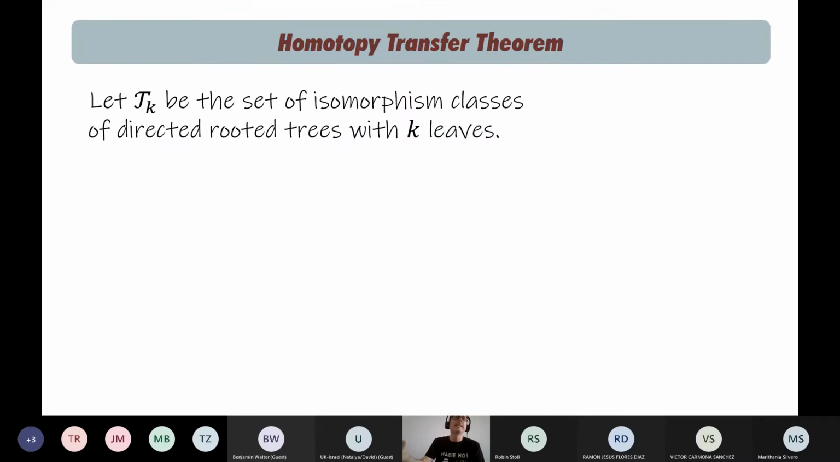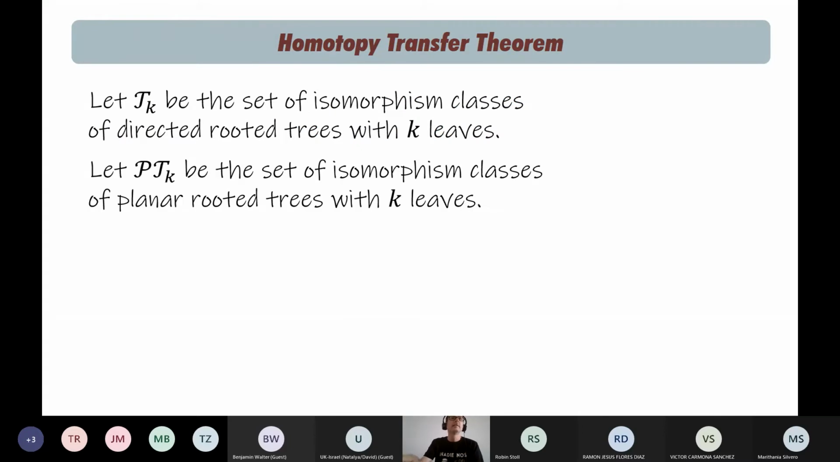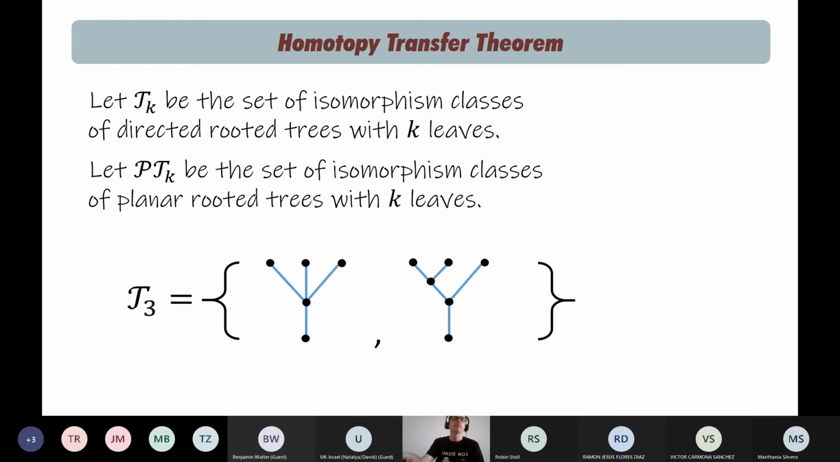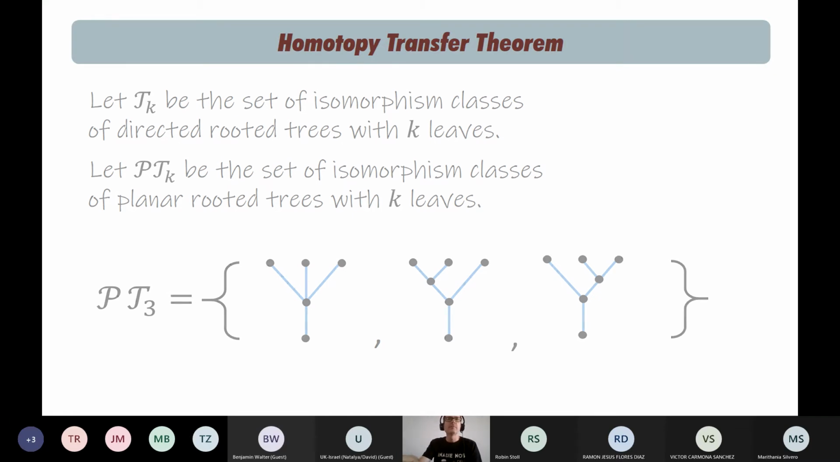We denote by T_k the set of isomorphism classes of directed rooted trees, and PT_k the set of isomorphism classes of planar rooted trees. So for example, for T_3 we have two trees, but for the planar trees we have three trees, because we can take one outside of the plane and put it like that. So now we will define some linear maps.